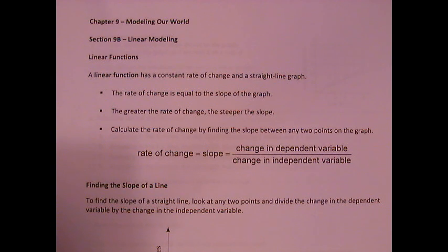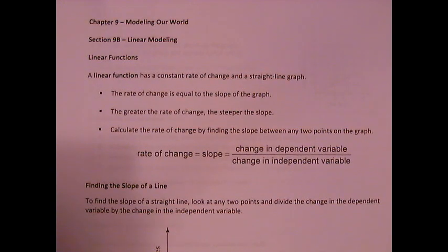And to calculate the rate of change by finding the slope between any 2 points on the graph, we use this formula. The rate of change is going to be equal to the slope, and that's also equal to the change in your dependent variable divided by the change in the independent variable.